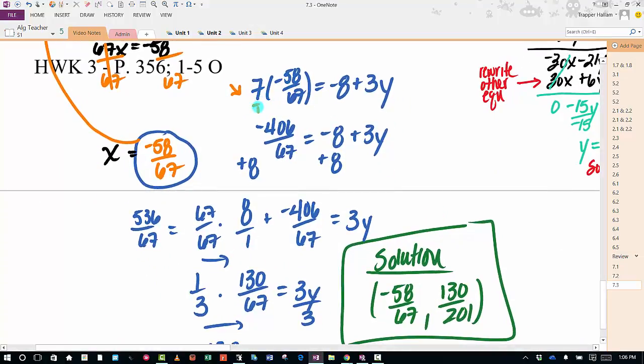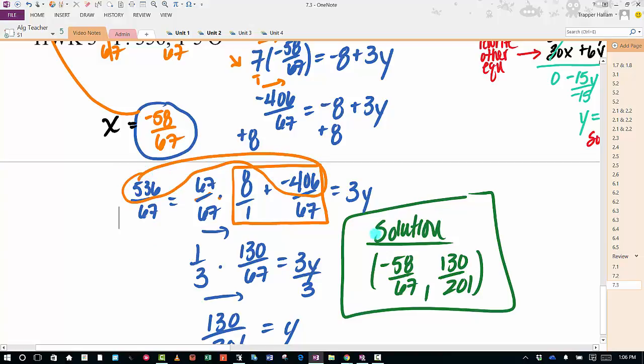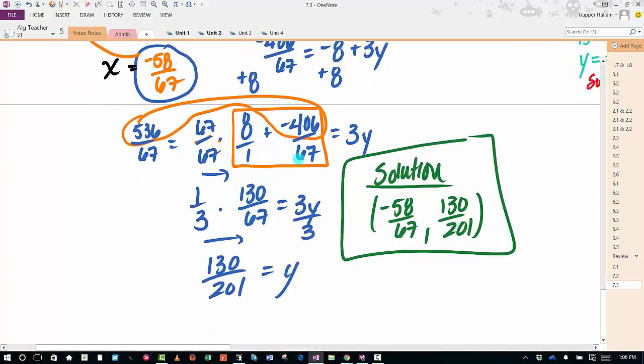Multiplying by 7. Again, changing it to 7 over 1. Numerator, numerator. Denominator, denominator. I've got a fraction of negative 406 over 67. Very viable. Add 8 to the other side. What's that mean? Well, I've got to combine 8 and negative 406 over 67. Yes, that does have to happen. It has to stay a fraction. Multiply by a fraction of 1. I get 536 over 67, so I'm combining 536 and negative 406, which gives me 130 over 67.